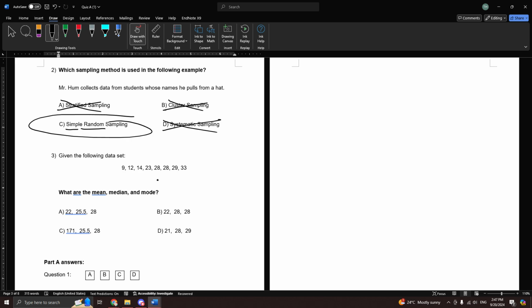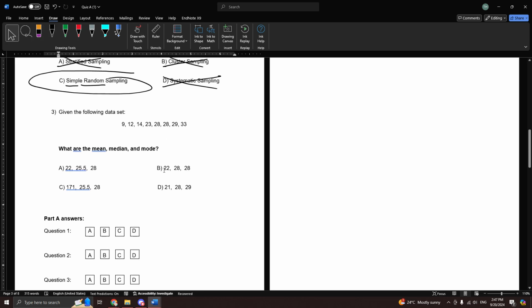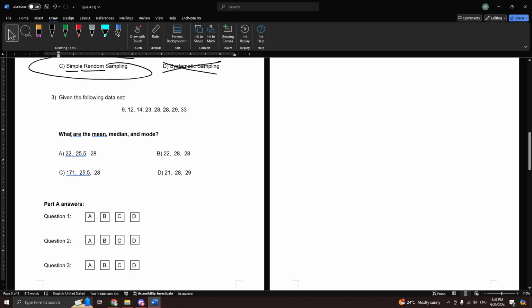Now, question 3, you got a list of some numbers, and we're asking for the mean, the median, and the mode. All right, so first things first, make sure it's in order. In this case, it is from least to greatest. We're good to go. We can start immediately by labeling the positions of the numbers. Let me use a nicer color. Let's go for green. So we got 1, 2, 3, 4, 5, 6, 7, 8. We've got 8 numbers, okay?